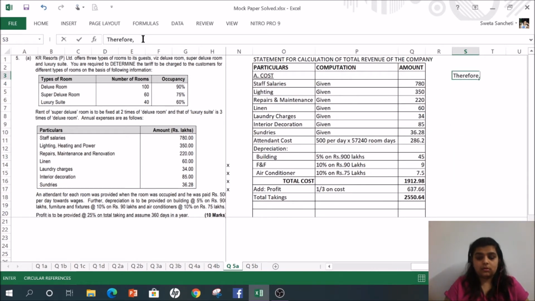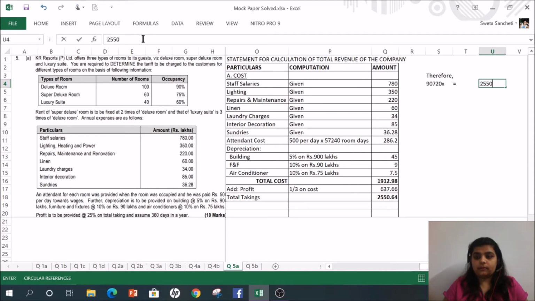So I can say therefore 90,720x is equal to 255,064,000. Yes, since the amount was in lakhs, I have converted it. So x is equal to this divided by 90,720, that is 2881.52. This is x, that is the rent for deluxe.